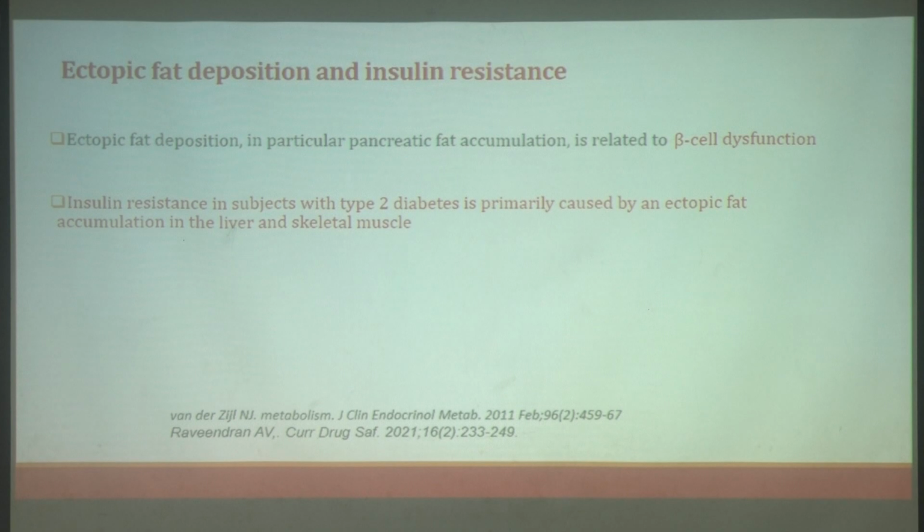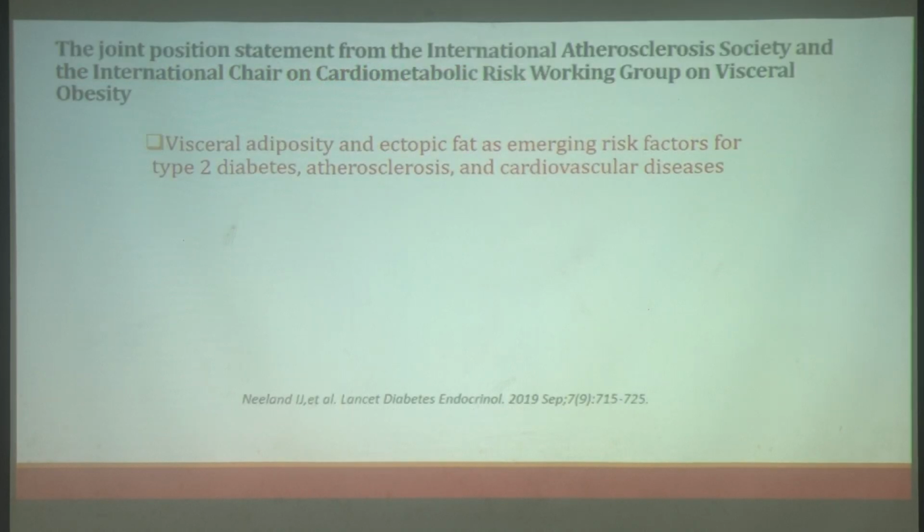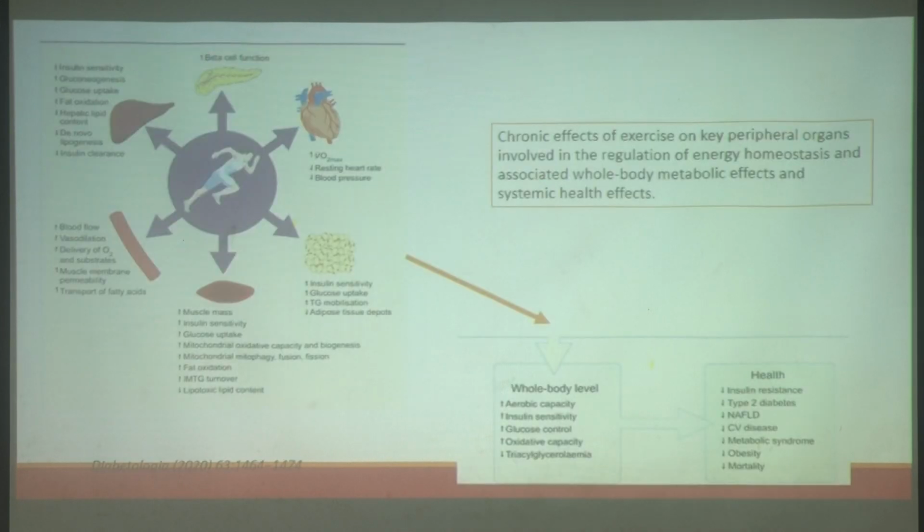I just want to tell you one more thing. Ectopic fat deposition, particularly pancreatic fat, can cause beta cell dysfunction also, and insulin resistance goes up in patients with ectopic fat deposition. And recently, there is a joint position statement from the International Atherosclerosis Society which says that visceral adiposity and ectopic fat are emerging as a risk factor not only for type 2 diabetes, but also for developing atherosclerosis and subsequent cardiovascular disease.